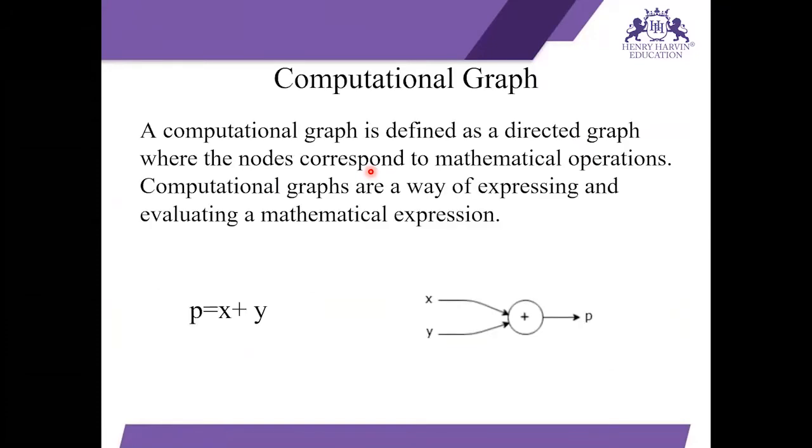So what is a computational graph? It is defined as a directed graph where the nodes correspond to mathematical operations. Computational graphs are a way of expressing and evaluating a mathematical expression. Now, if you look at this figure, you can see two inputs, x and y, and the operation done over here is plus, and we have the output as p. So it is written as p is equal to x plus y.